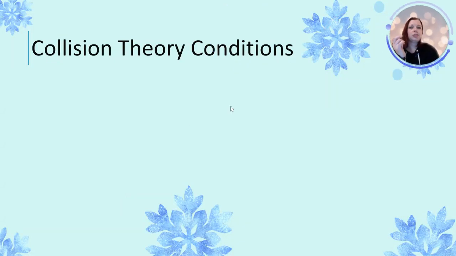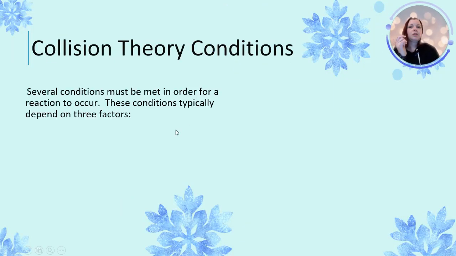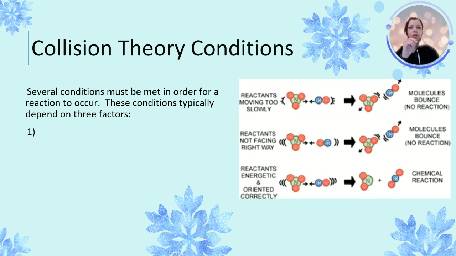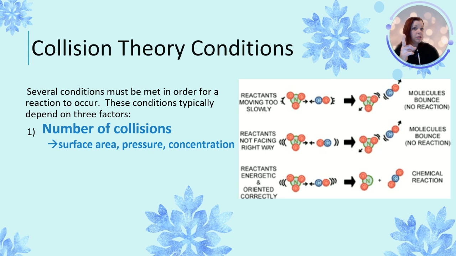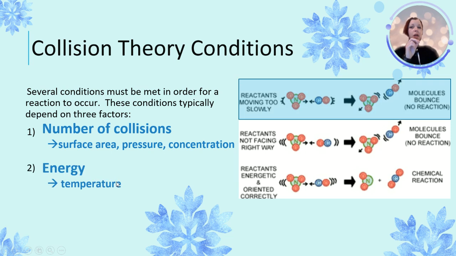So here are the conditions in the collision theory. They typically depend on 3 factors, and we're going to break them down. The first factor is the number of collisions, and we can change those. These are ways we can impact the rate of reaction. We talked about this back in topic 1. We can change the number of collisions by looking at surface area, pressure, concentration, things like that. So you can do several different things to increase the number of collisions. 2, energy. And we generally impact that with temperature.